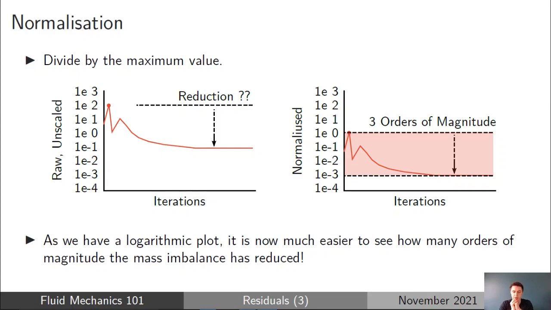A convenient thing that we can do is normalize that mass imbalance by the maximum value. What that means is if we just divide that entire line by the 100 kilograms per second, we arrive at the plot on the right. We can see that when we've normalized the mass imbalance, we start at a mass imbalance of 1, and then we go down to 1e to the minus 3. Because we've got a logarithmic plot, we can quite easily see that our mass imbalance has reduced by 3 orders of magnitude. And that's what we can use to help us assess convergence.